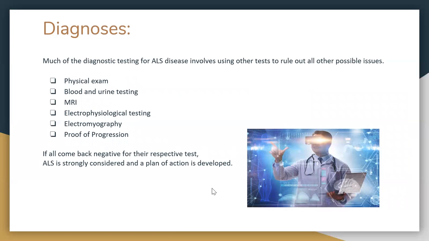In looking at the different diagnoses of this disease, much of the diagnostic testing for ALS involves using other tests to rule out other possible issues. So an individual may be subjected to a physical exam, blood or urine testing, MRI, electrophysiological testing, electromyography, or a proof of progression.